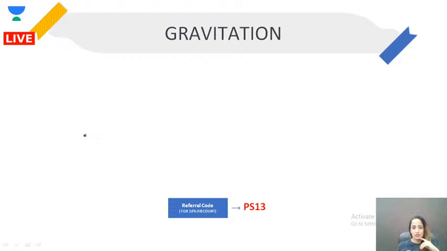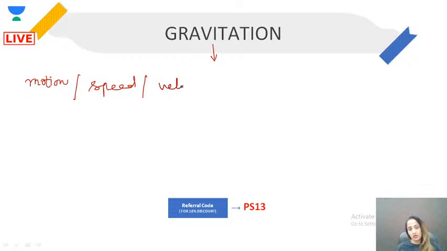Here you go. So gravitation, you all must have heard about what is gravitation, but before I start talking about gravitation, let's discuss what we have done in previous chapters, right? In previous chapters, we talked about motion, we talked about speed and velocity, and we have also talked about acceleration, right?